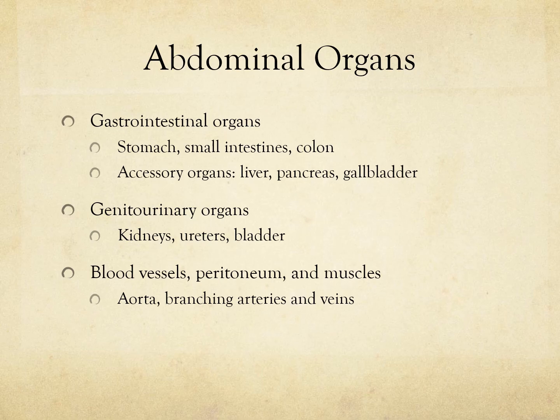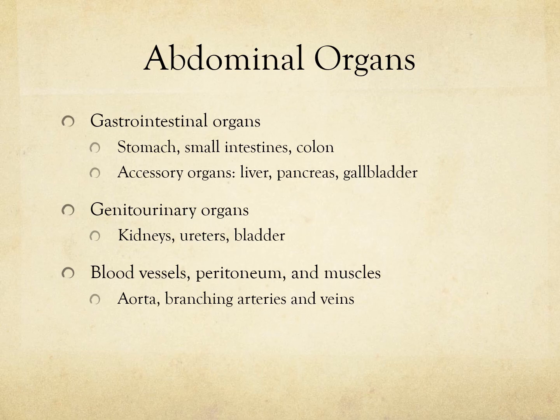Next are the GU organs, including the kidneys, ureters, and bladder. And sometimes patients will come in with abdominal pain that is actually urinary in origin rather than GI related. Things like kidney stones, urinary retention, UTIs, or bladder distension. These can all present with abdominal or flank discomfort.